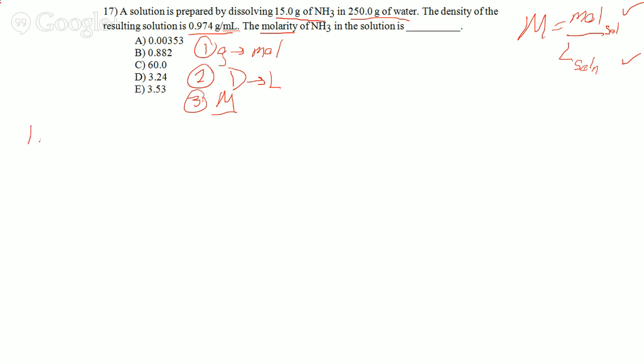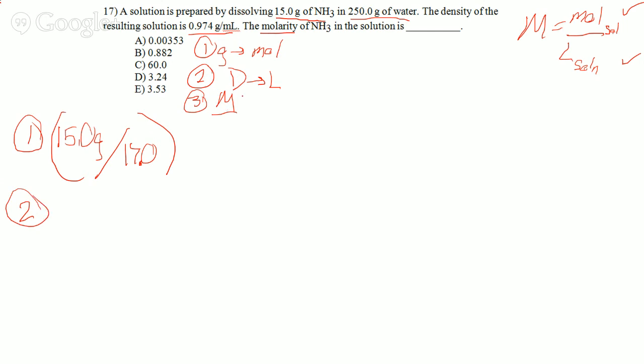So let me work those steps out. Grams to moles. If I have 15.0 grams of NH3, I divide it by the GFM, which is 17.0, and I get some number. I'm not even going to do that; I'm going to save plugging in numbers for the last step. Second, how do I go from density to liters? Well, you have to remember density equals mass over volume.